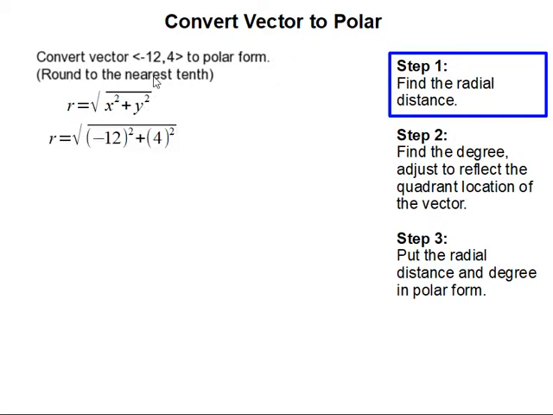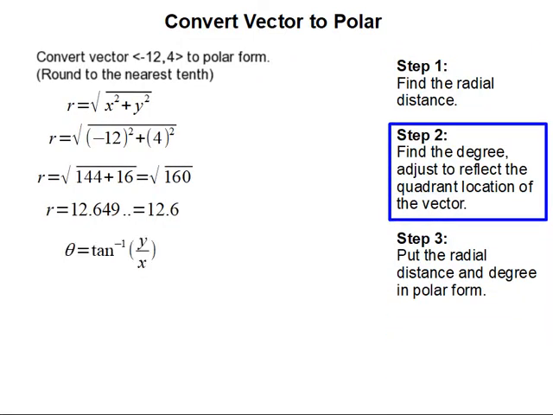For x, we're going to use negative 12, and for y, we're going to use 4. We take the square of them, add them together, and take the square root. And that will get us the square root of 160. Now, in terms of a decimal, that is 12.649 and so on. But we're going to leave it as 12.6 since they say to round to the nearest tenth.